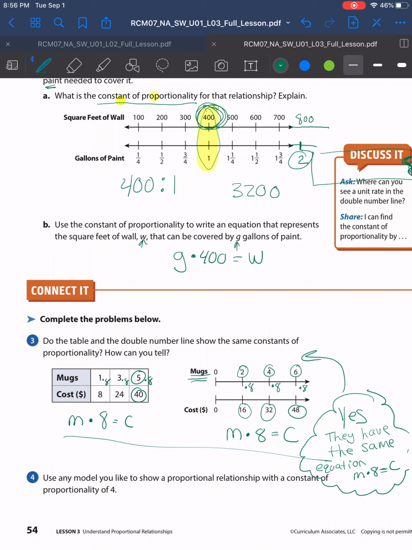Number 4. Use any model you want to show a proportional relationship with a constant of proportionality of 4. Well, that's easy. I'm just going to take x times 4 equals y. You guys, I'm literally not even solving this. I'm just making up some equation that shows that I can take a number x, multiply it by 4, and get y. It's kind of silly, but that's how you do number 4.